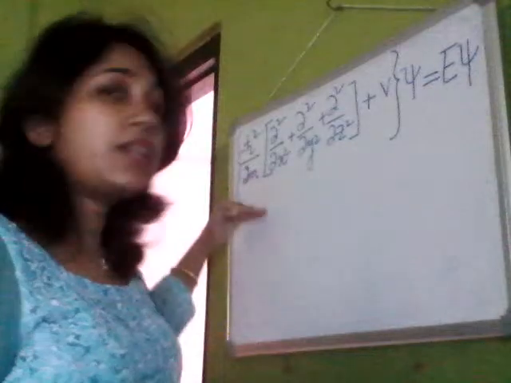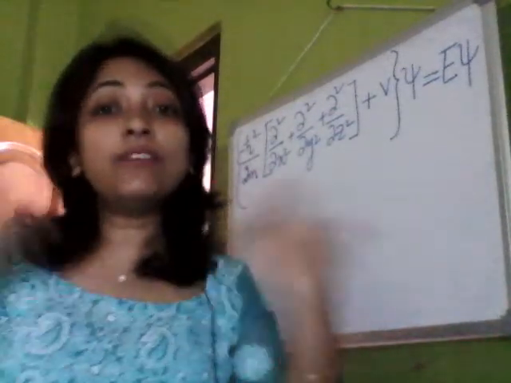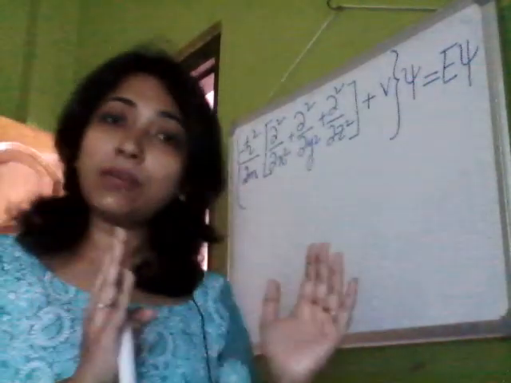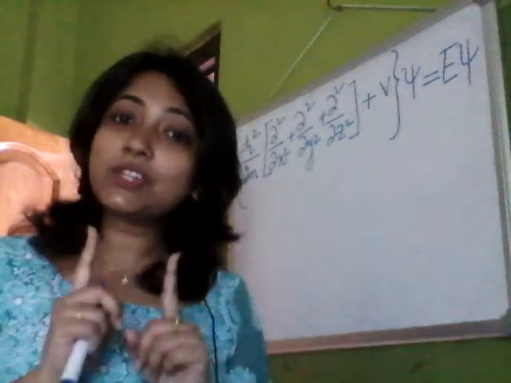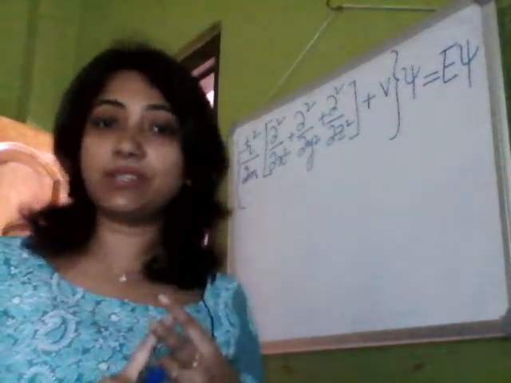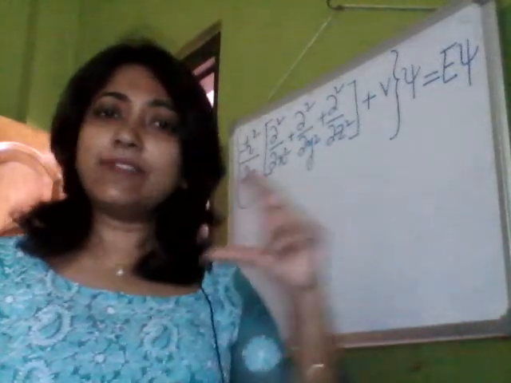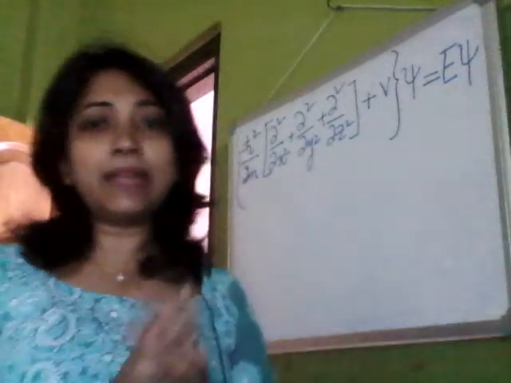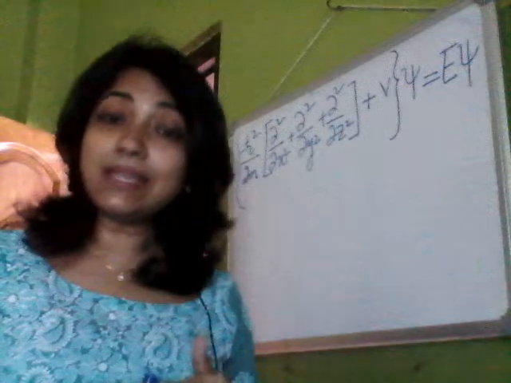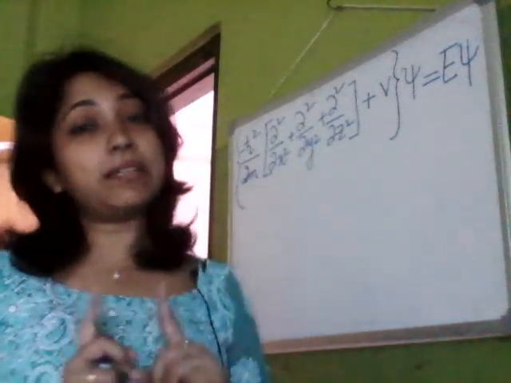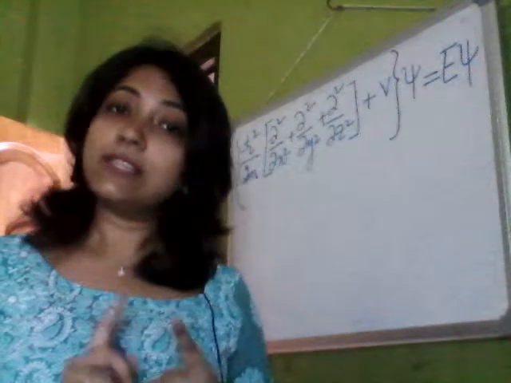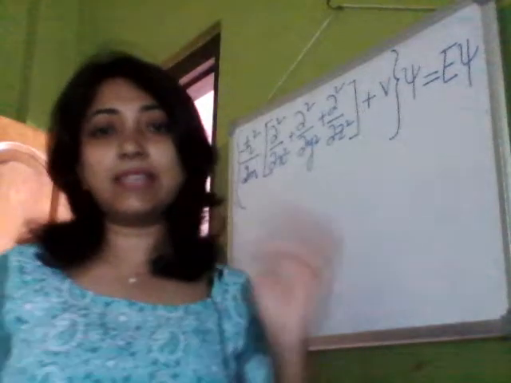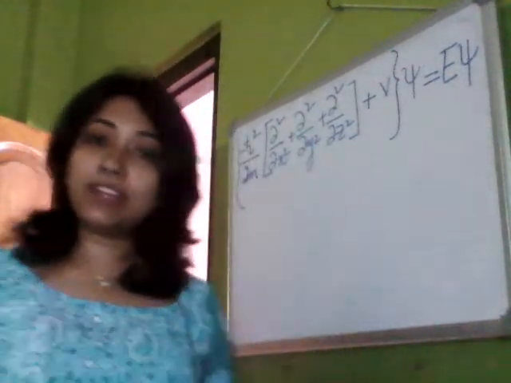So from this equation, what we will now learn to do is to separate out x. One equation which will only have x, one equation which will only have y, and one equation which will only have z. And it will be very simple for us to solve for only x, y, z separately. And then finally, we can again combine it to get the total wave function. So once again, we are going to take the same method that we had done earlier, which is the method of separation of variables. And this time, we are going to separate out the three different axes, x, y, and z. Okay, so are we ready?